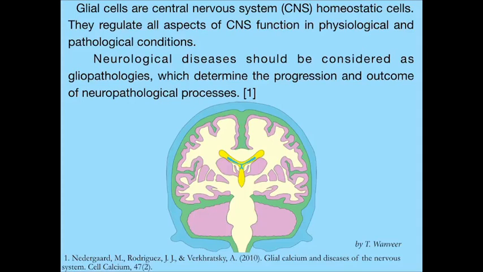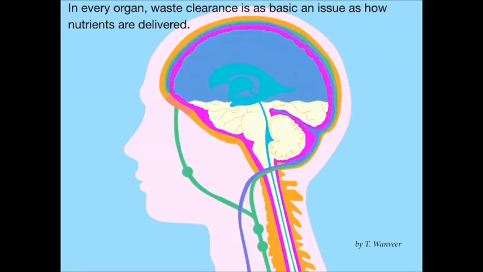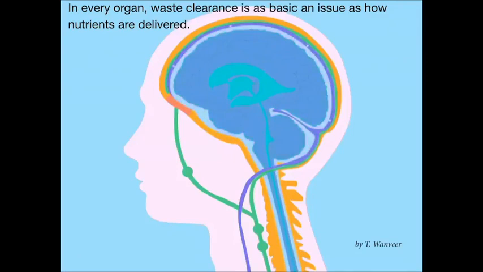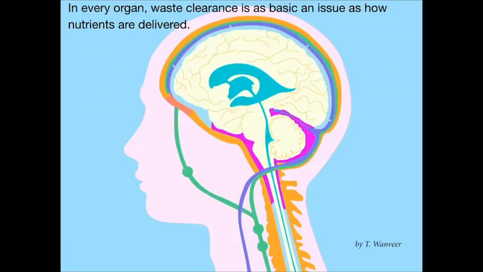The material covered in class will be, first, we'll work with drainage pathways. In every organ, waste clearance is as basic an issue as how nutrients are delivered. So therefore, we'll work with 7 primary drainage pathways. And part of that work will be working with production of cerebrospinal fluid at the choroid plexuses, flow of cerebrospinal fluid into the brain and spinal cord, blending with interstitial fluid, picking up waste products, flowing back out into the subarachnoid space, and then eventually entering into 7 drainage pathways.